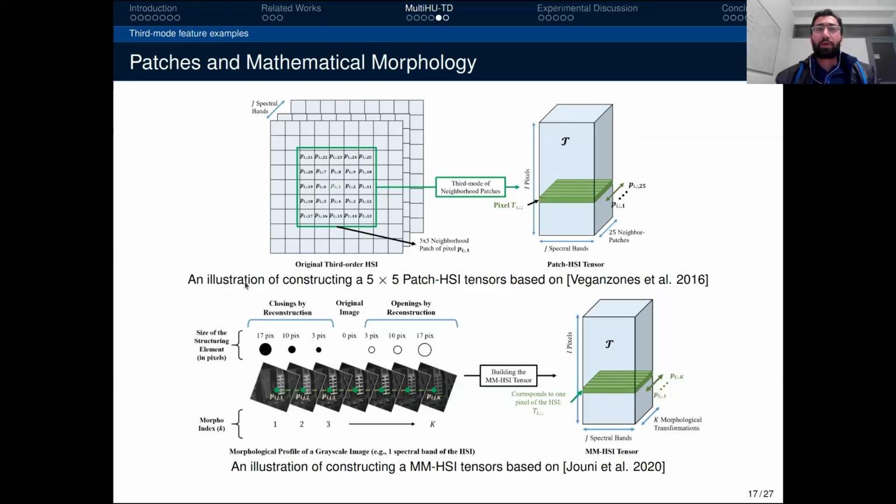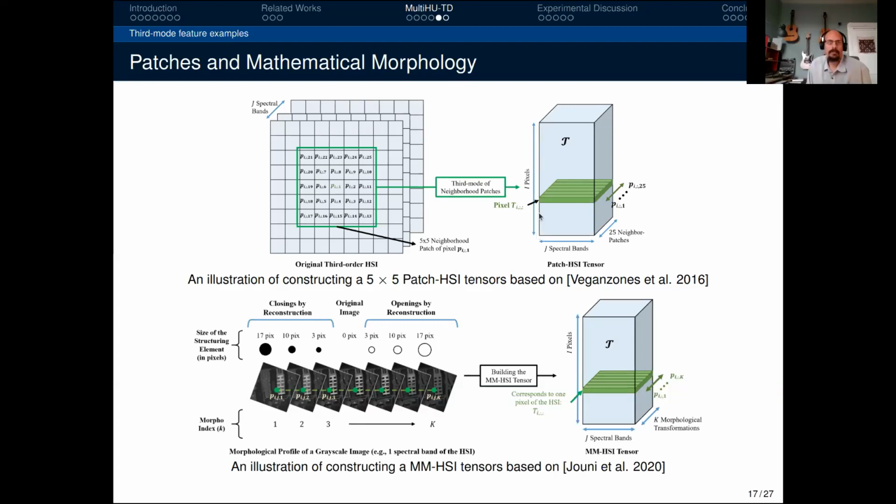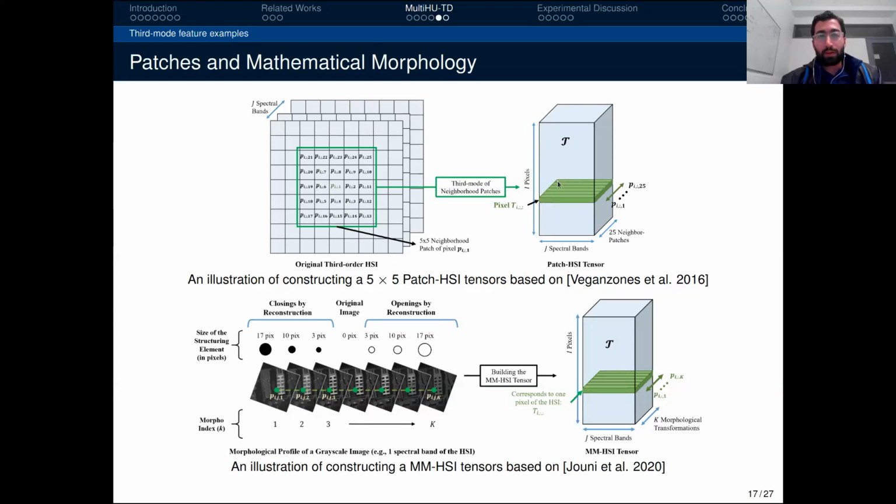So for patch hyperspectral images, what we do is we choose a neighborhood, either 3 by 3 or 5 by 5. Let's say here we choose a 5 by 5 neighborhood around each pixel. In the tensor, we have the pixels streamlined, vectorized, and for each pixel we have its neighborhood. So the 25 pixels are now presented like this.